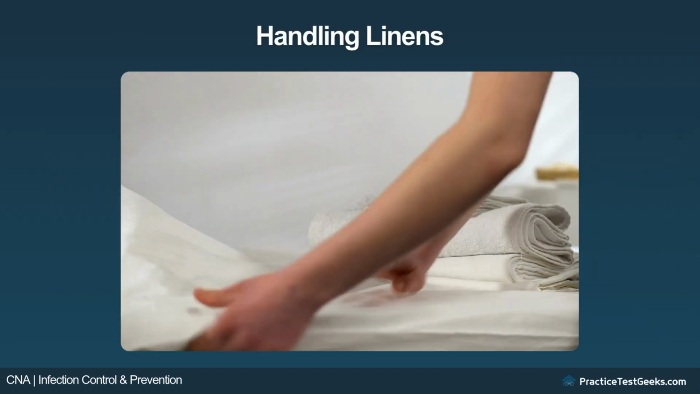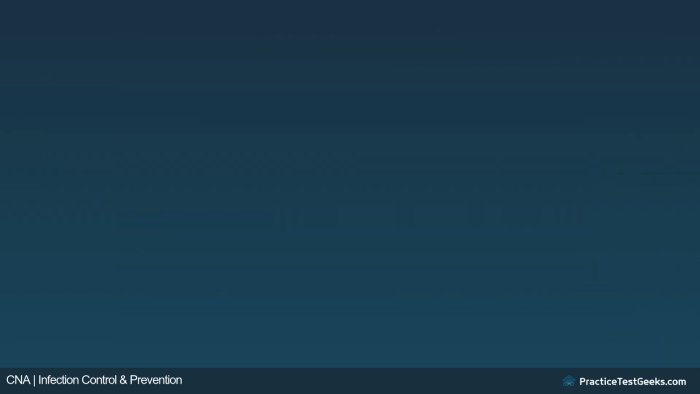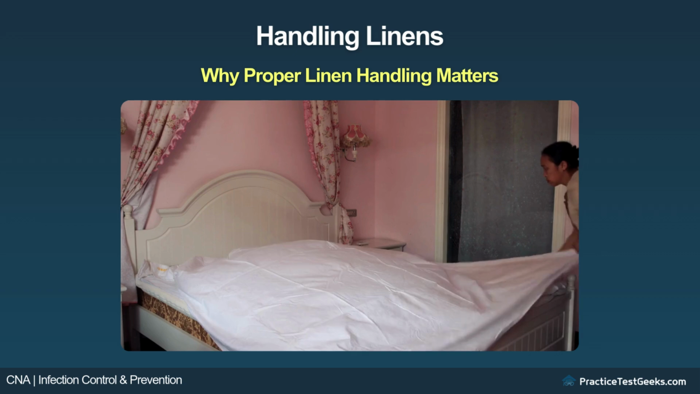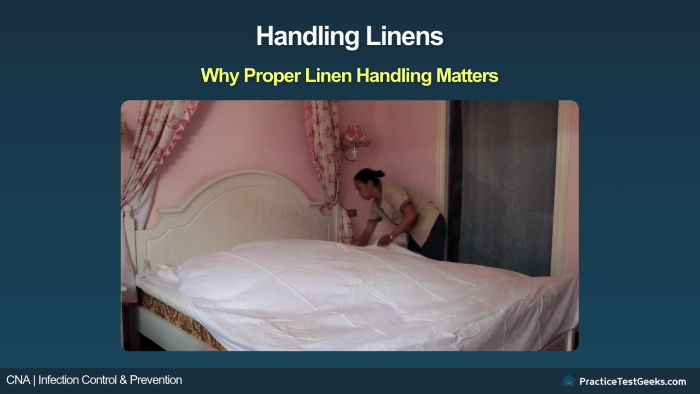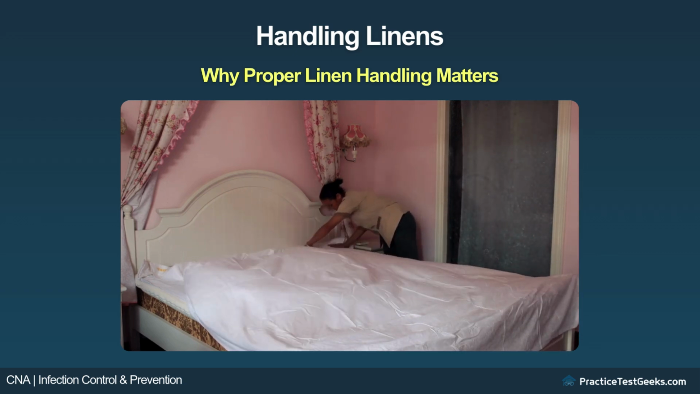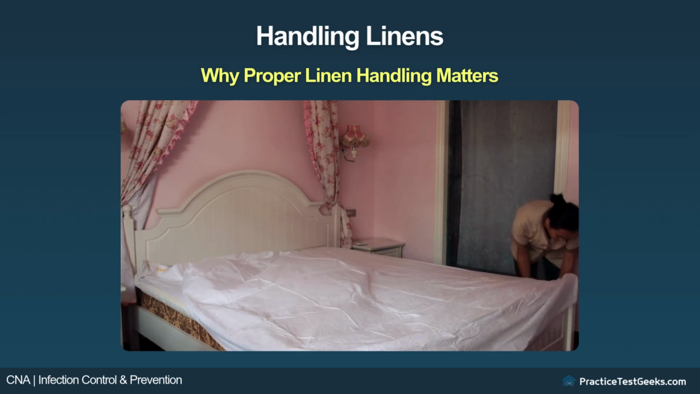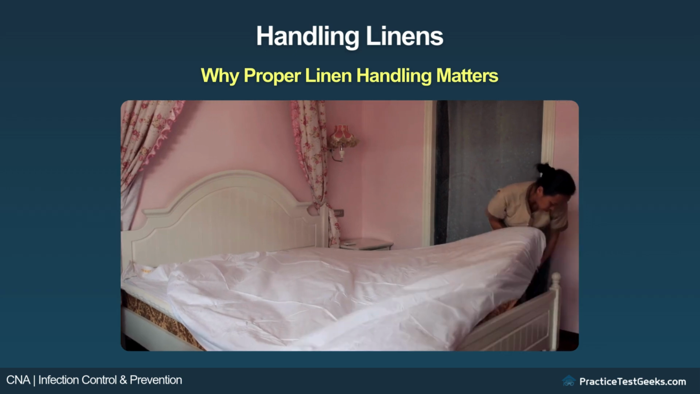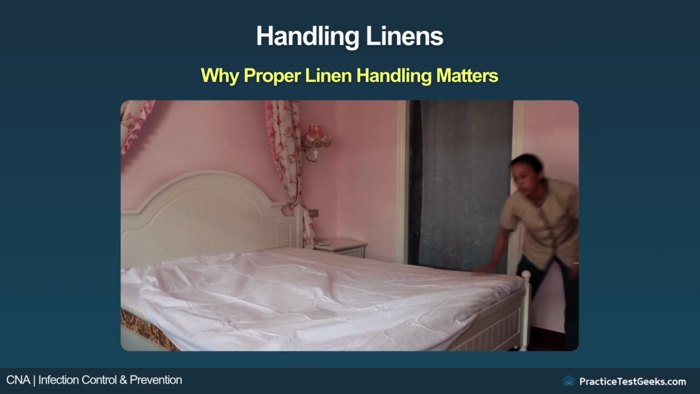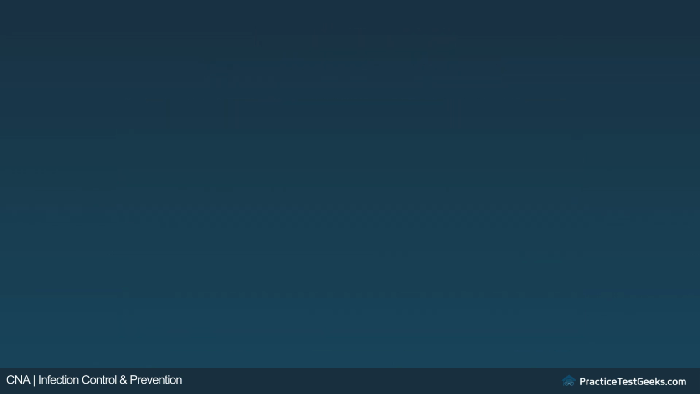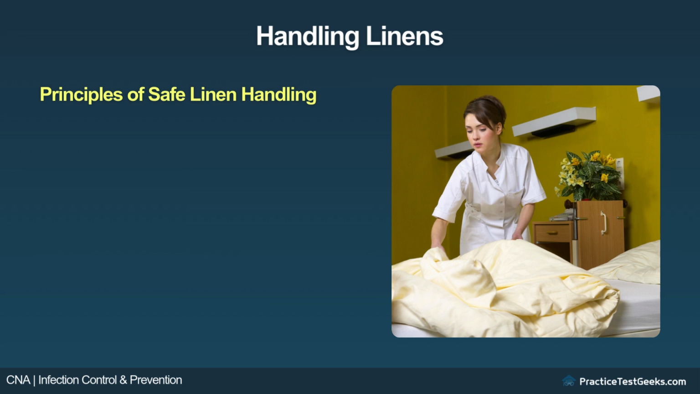Why proper linen handling matters. Linens such as sheets, blankets, gowns, and towels can harbor infectious microorganisms, including bacteria, viruses, and fungi, especially if they are contaminated with blood, body fluids, or secretions. If handled improperly, soiled linens can cause cross-contamination, leading to healthcare-associated infections, HAIs. Principles of safe linen handling.